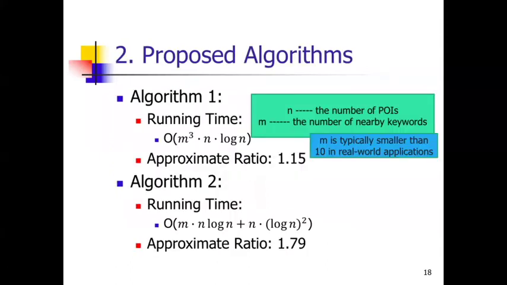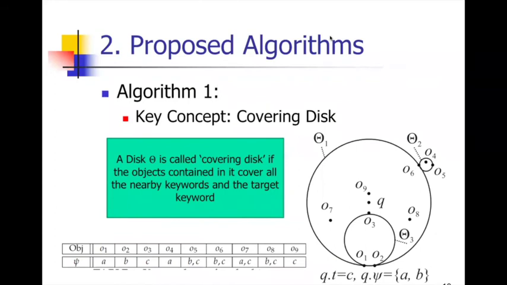So in this work, we propose 2 approximate algorithms. Here n is the number of point entries and m is the number of nearby keywords. And m is typically smaller than 10 in our real-world applications. The rationale of this assumption is that users won't input too many keywords in a search. The running time of our algorithm 1 is big O of m cubed n log n, and the approximation ratio is 1.15. And our algorithm 2 takes big O of m n log n plus n log n squared time, and its approximation ratio is 1.779. So let me present our algorithm 1.